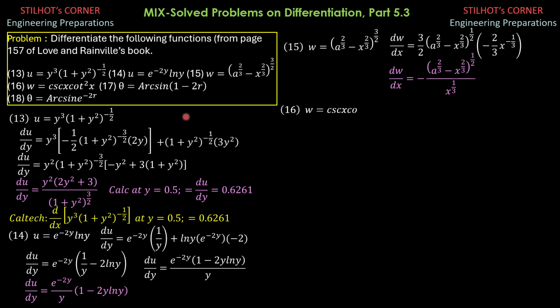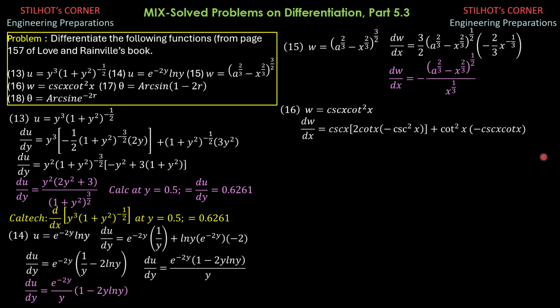Then we proceed to number 16. W is cosecant x, cotangent square of x. So this is product. Derivative of w with respect to x is first cosecant x. Derivative of cotangent square x by power formula is 2 cotangent to the 1 of x times negative cosecant square of x. So cosecant x, 2 cotangent of x, negative cosecant square of x, plus cotangent square of x. Derivative of cosecant is negative cosecant x, cotangent x.